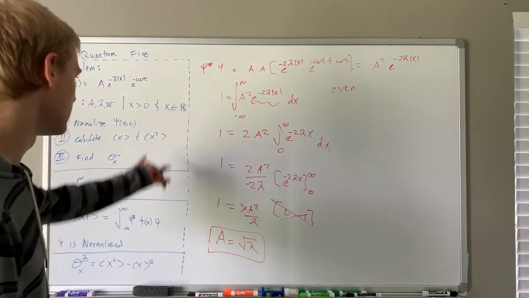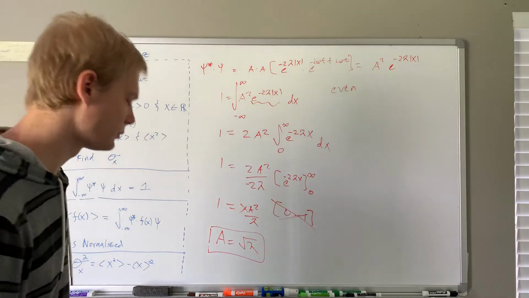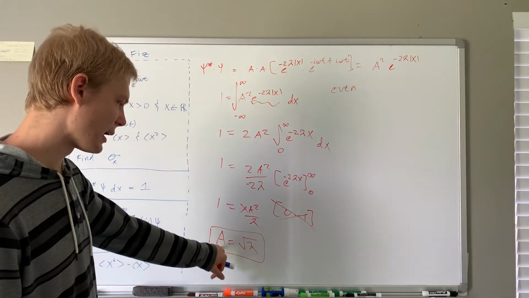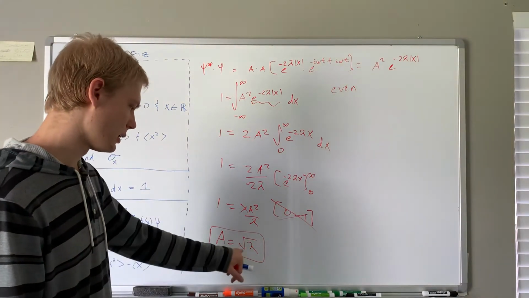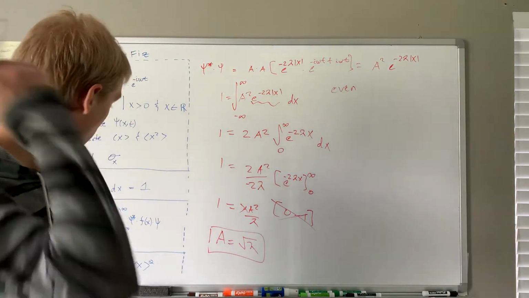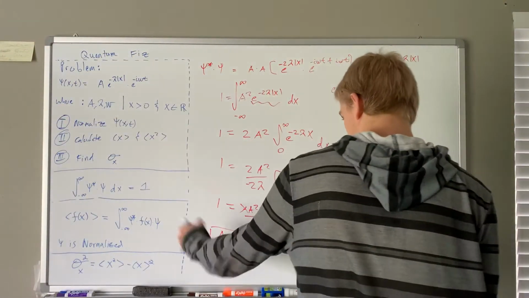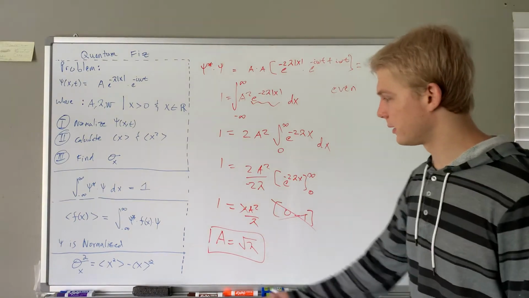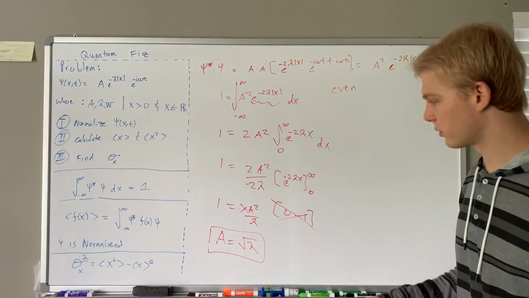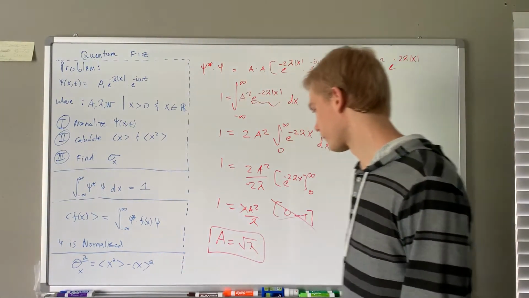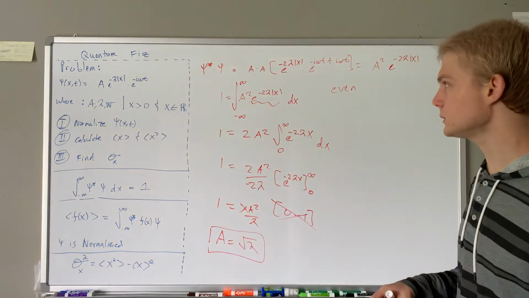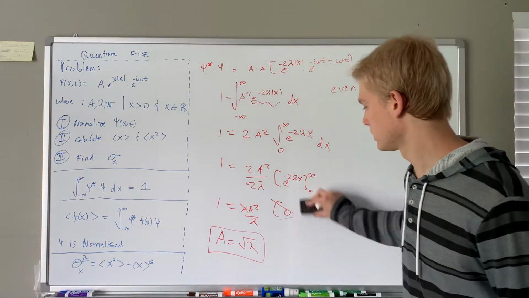So we normalized our wave function, knowing that square root of lambda is equal to A. So now when we do this guy, we can apply it right away. We don't have to worry about some other form. All right. I'm going to erase forward real quick.